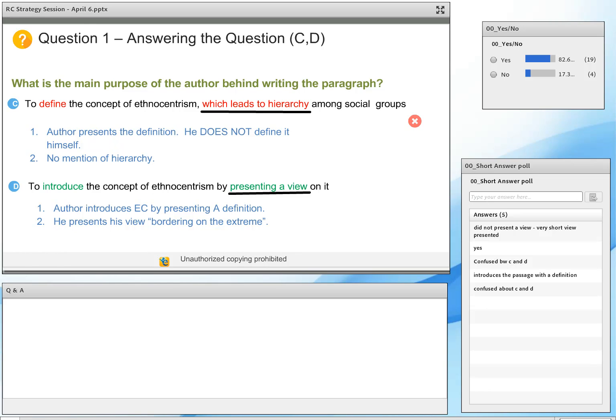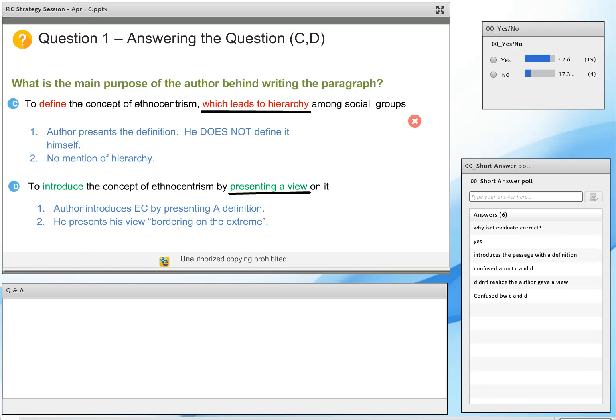Okay. Did not present a view, very short view presented. It doesn't matter whether it's a short view or a long view. I don't even understand what that means. What is important over here is that he has presented his opinion. He said that this definition is exaggerated, and that is a view. So again, the reason why you got this question wrong was not because you don't know how to solve main point questions. It was because you didn't have the complete understanding of the passage. Okay, and we all know that only about 20% of the class was able to get the first inference, which is that this is an exaggerated definition.